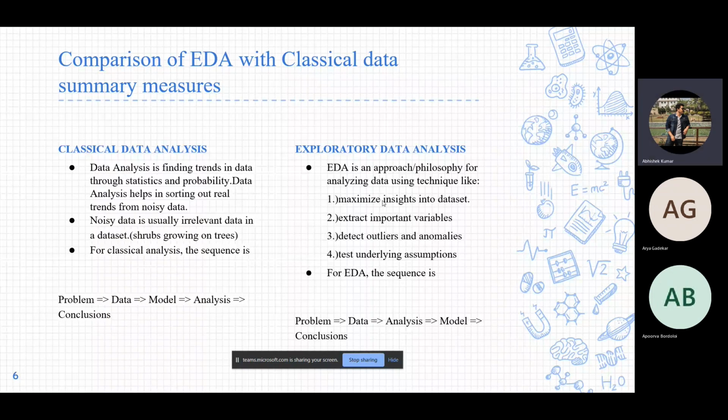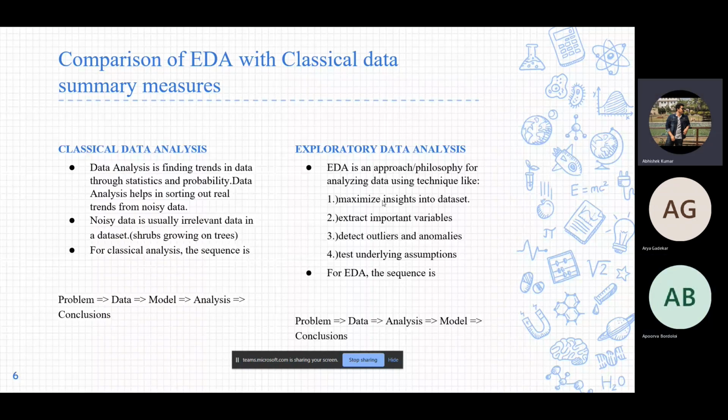When it comes to exploratory data analysis, data analysis actually means an approach for analyzing the data using different techniques, not just using statistics or probability. These techniques include gaining maximum insights into data sets, extracting important variables, detecting outliers and anomalies, and also testing underlying assumptions.